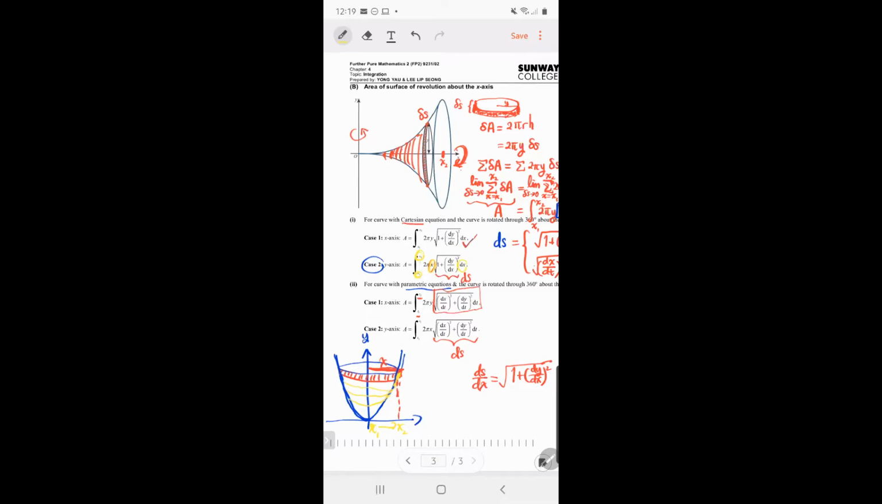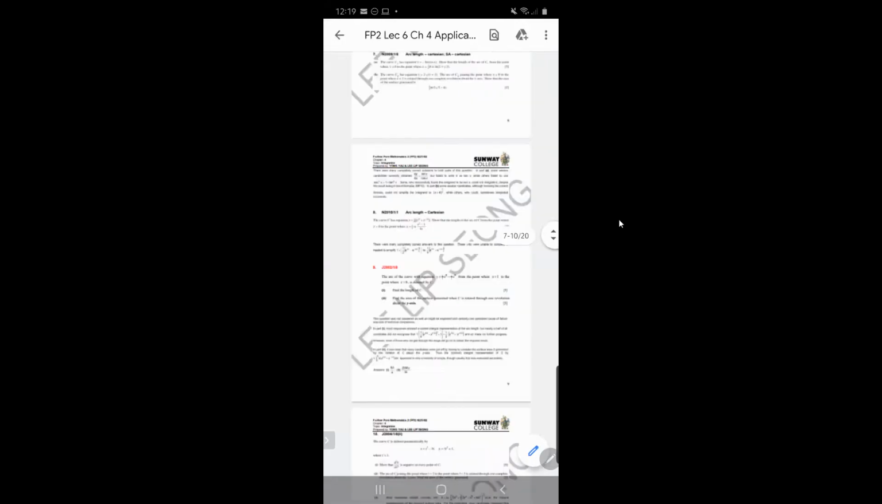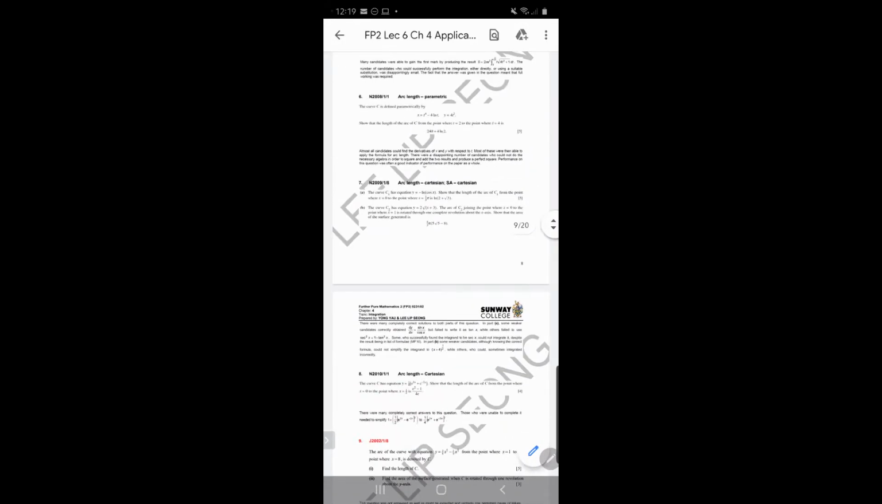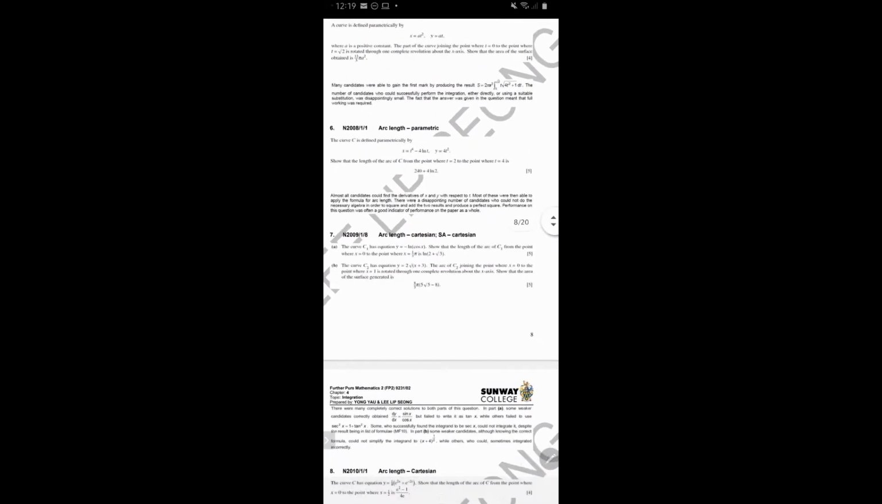Okay, so we will talk about the example later. So the first example that I would like to discuss with you is question number 7. Let's look at question 7. Okay, question number 7. Yeah, this is the one. Okay, 7b particularly. So now let's talk about 7b. The curve, I will talk about the Cartesian first, okay? I will talk about the Cartesian first.